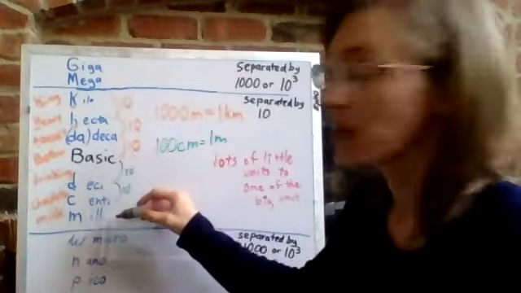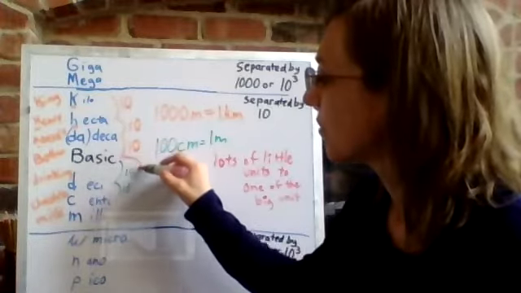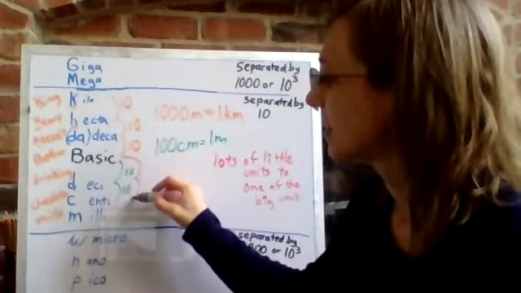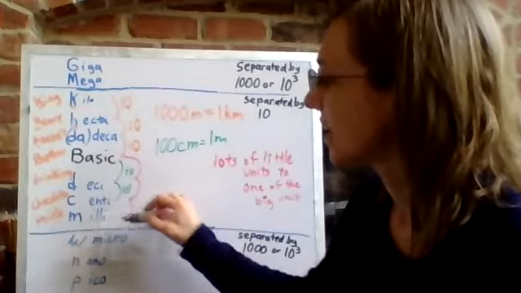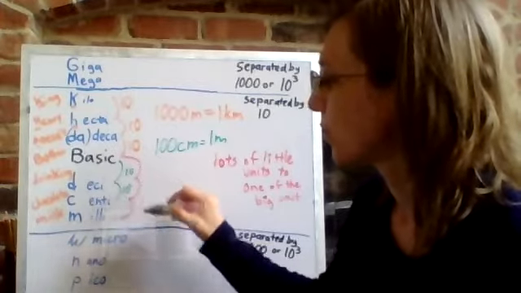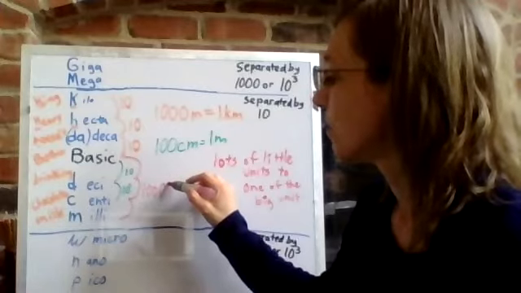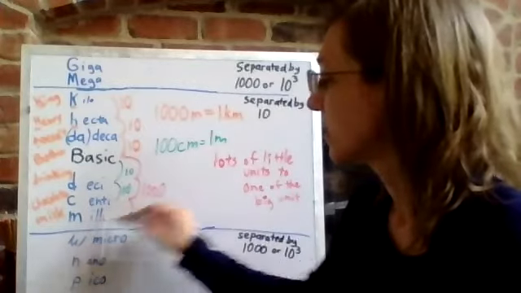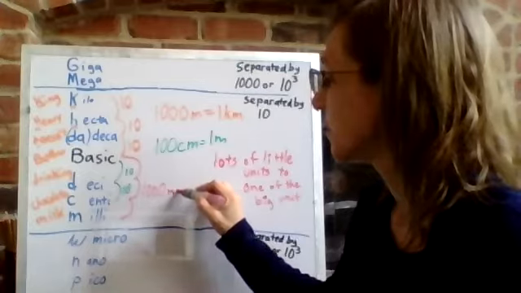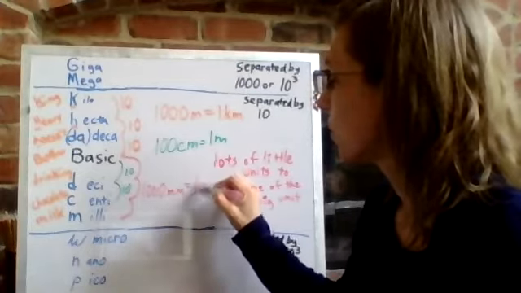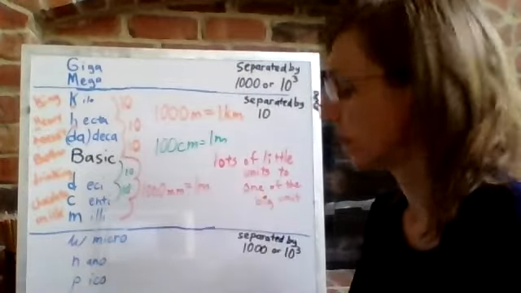Okay, let's do one more to make sure that we have this down. Let's do basic and milli. We've got 10 to deci, 10 to centi, and 10 to milli. That's 1, 2, 3 zeros. That's 1,000 of the little guys. In this case, milli is the little guys. 1,000 millimeters equals 1 of the big guys, 1 meter.